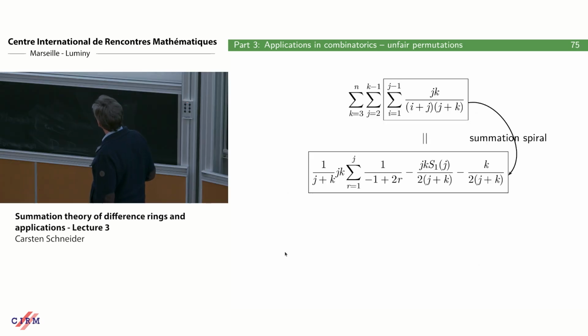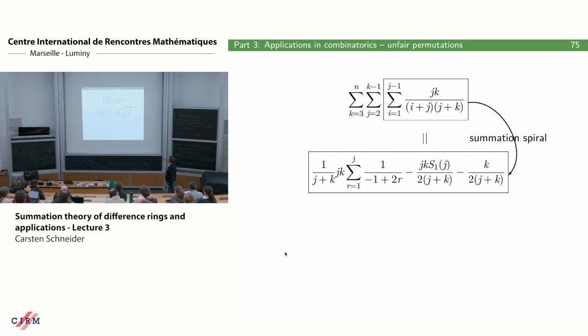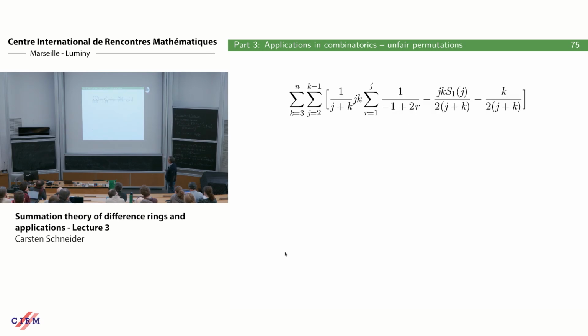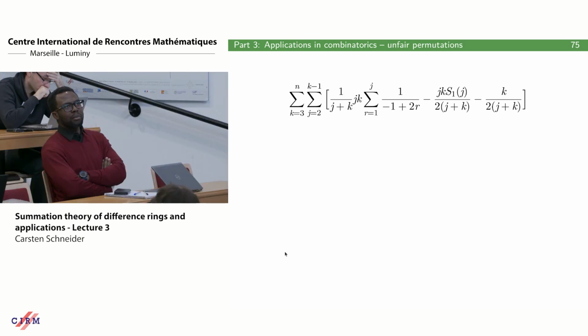Doing that, it turns out that sum can be simplified to that sum, where now you see j is in the upper bound only and not anymore inside, whereas here you have j and j at different places. So it's an indefinite nested sum, so I can put it inside. And it fits again to my machinery. So this can be represented in a difference ring, how I like it.